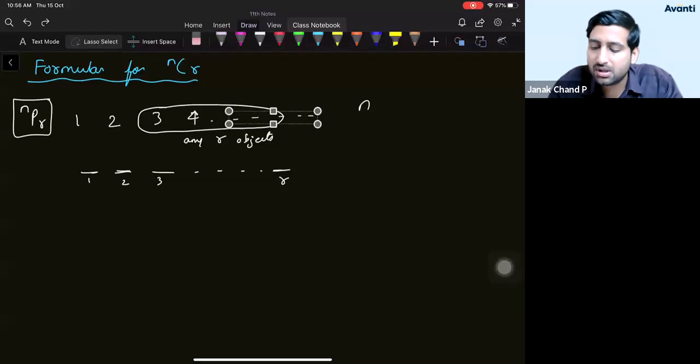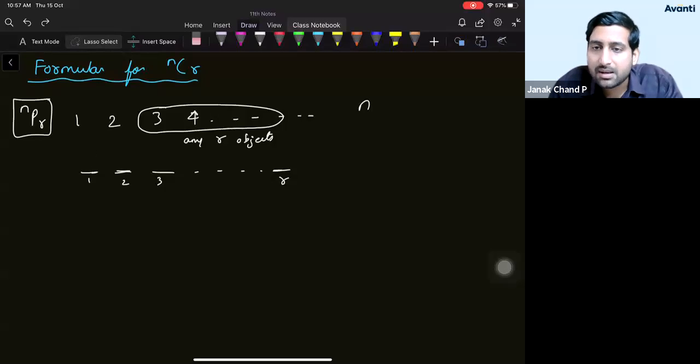In the object approach, what you will do is take the first object and see how many options there are for it. For the first object, there will be R options available. For the second object, there will be R minus 1 positions available. Similarly, for the third object, there will be R minus 2 positions. Like this, student, for the rth object, there will be only one position left.